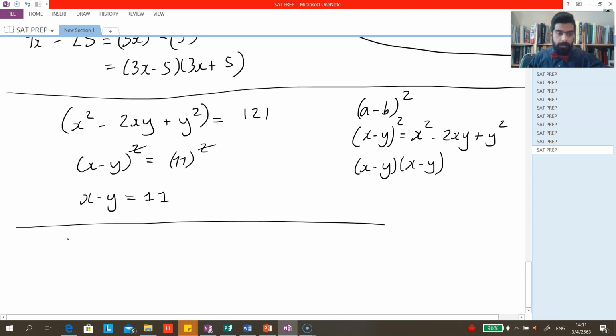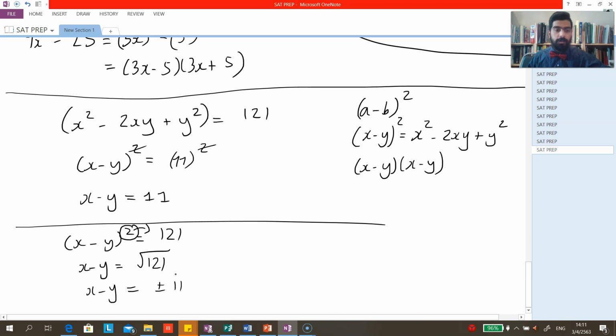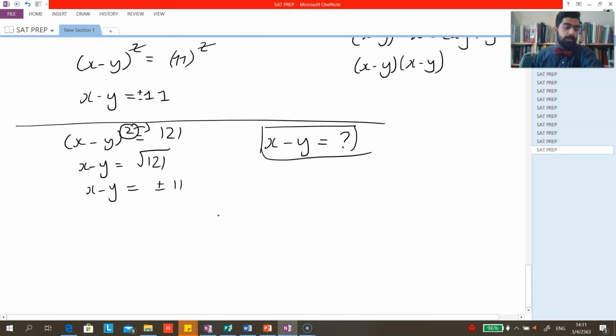We can also write this as (x minus y) whole square is equal to 121. And when we transpose the power of 2 to the other side, we would have x minus y is equal to the square root of 121, and hence x minus y would be equal to plus or minus 11. Right, guys, this should also be plus or minus 11. In this case, they would usually ask you what is the value of x minus y. So this is what the question will ask you when given a statement like this.